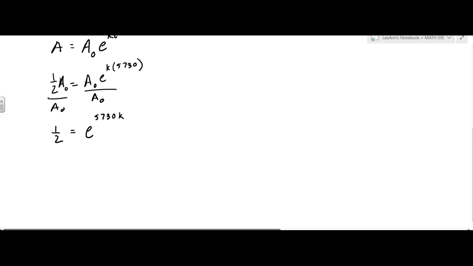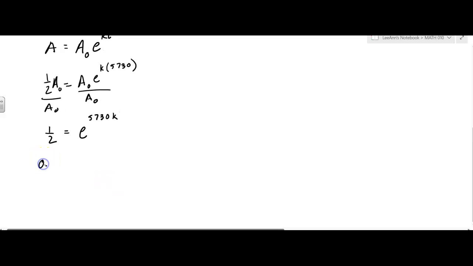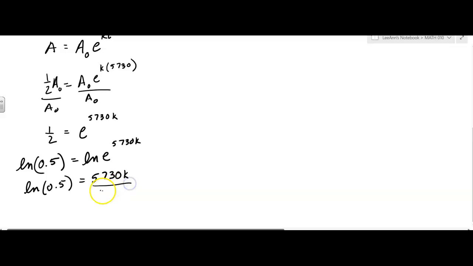Okay, so we're going to do two things. One, I'm going to change this to 0.5. It's a little bit easier to write. And then I'm going to take the natural log of both sides. That's what we've been working on, solving these equations. And so we use that logarithmic property that says when the base in the argument matches the base of the logarithm, then it just equals the exponent. Okay, and then we can just solve for k by dividing by 5,730.